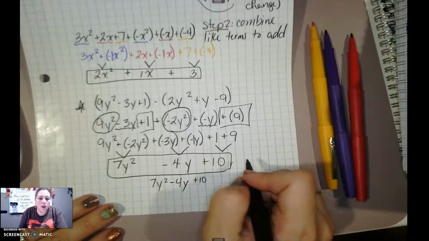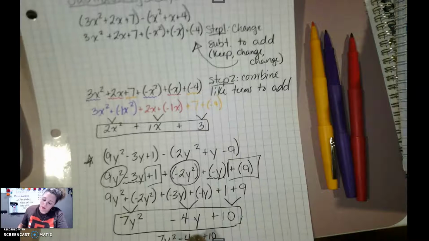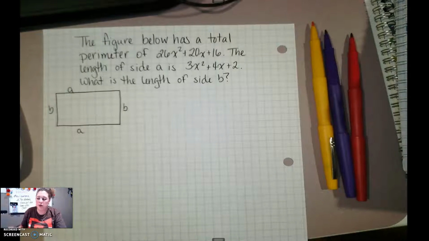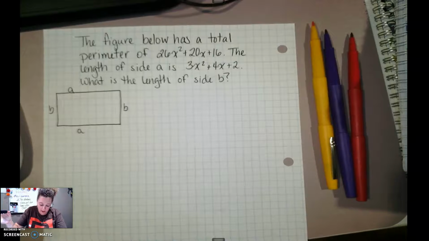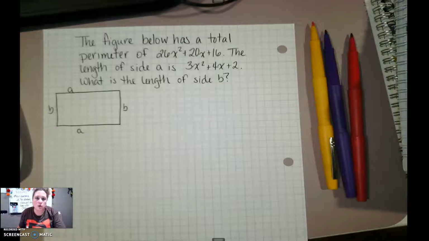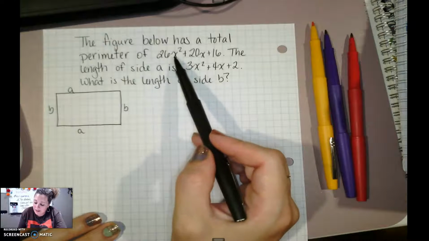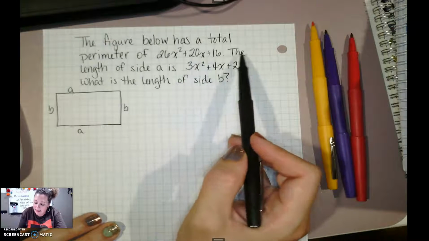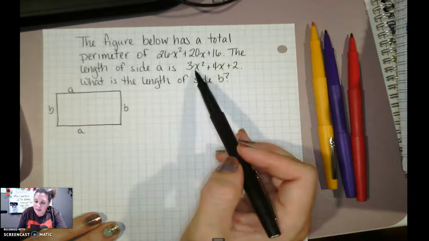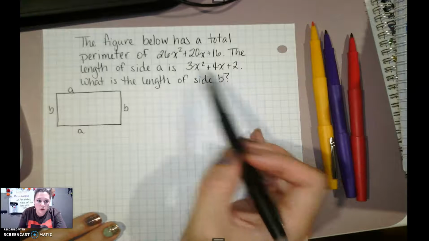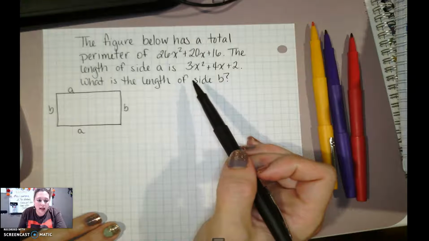Okay? We're going to look at one more thing before I let you go and practice on your own. We're going to look at this question, because you are going to have a question like this, and you need to be aware of how to solve this. So we have the figure below has a total perimeter of 26x squared plus 20x plus 16. The length of side A is 3x squared plus 4x plus 2. What is the length of side B?